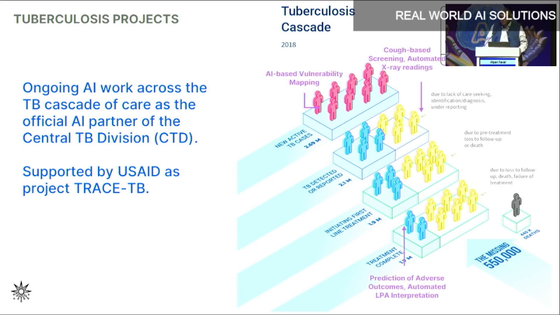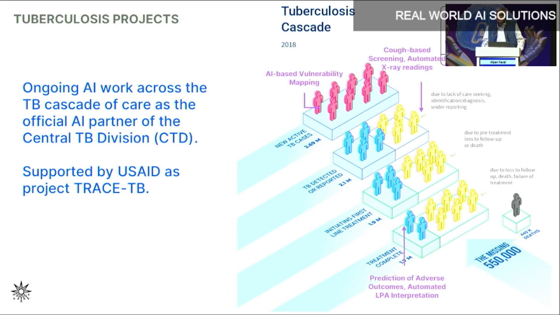So we are working in various ways along this TB care cascade where AI can address some of these gaps. And those are represented in this slide by these solutions in purple. So we are working on vulnerability mapping, where we identify locations across the country where you're likely to find a large yield of TB patients, but which are missed by the current program, right? So this is using a combination of data in NIKSHAY, using satellite maps, and so on. I'm not going to go into it in detail.